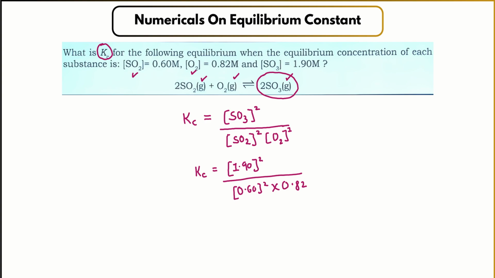Guys, just remember one thing. Sorry for interrupting you in between. This equilibrium constant in chemistry is regarded as a unitless quantity, because its units can vary. They are not constant.